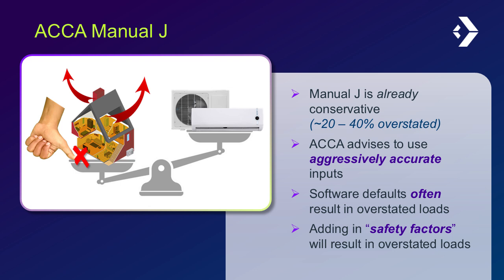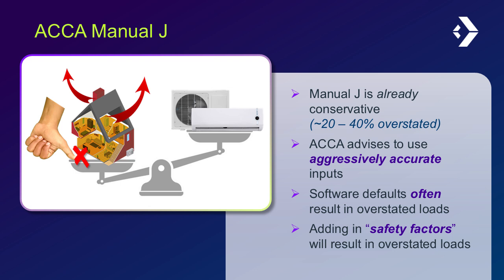Keep in mind that the ACCA Manual J is already conservative. Experts estimate that its calculations can be overstated by 20 to 40%. So, to ensure accuracy, it's important to use accurate inputs and avoid relying on software defaults. Adding unnecessary safety factors can result in extremely oversized equipment, greater than 150% of needed load. By following ACCA's guidelines and using precise data, you can avoid these pitfalls.